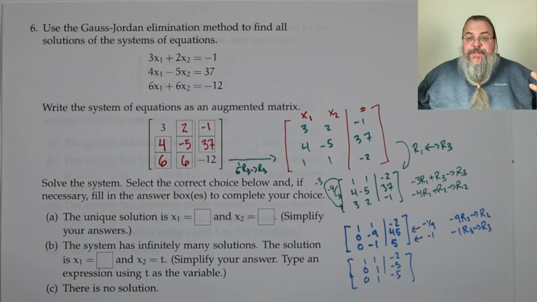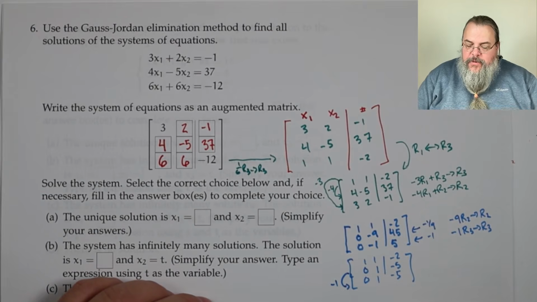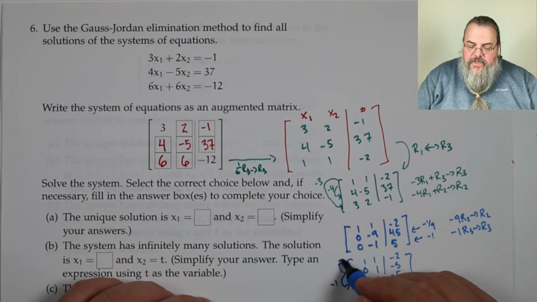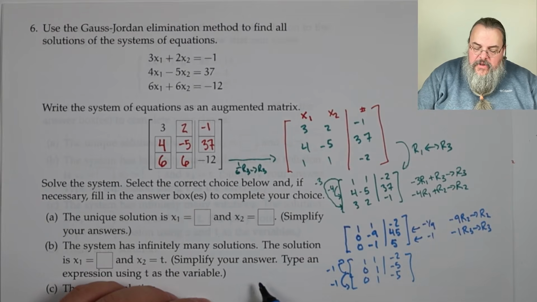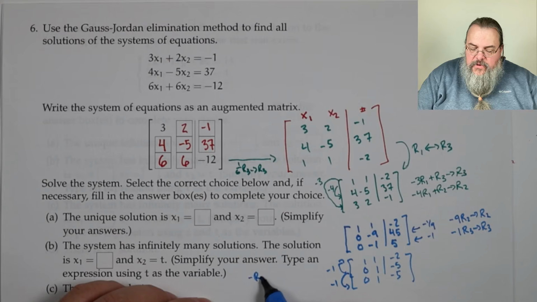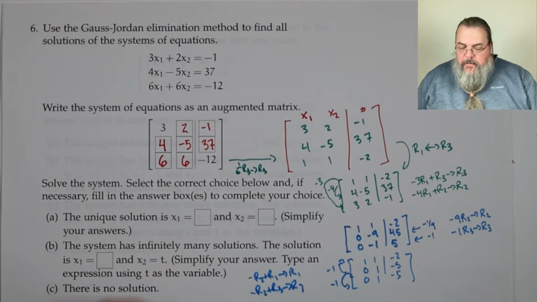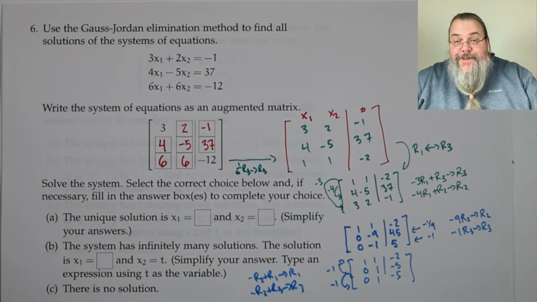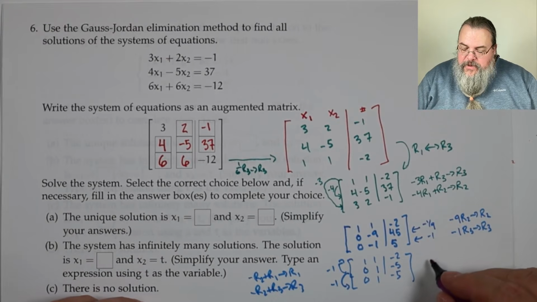In fact, what's going to happen? Well, we're going to do minus 1 times the second row, add it down. And then we'll do minus 1 times the second row and add it up. And if we do that, so minus row 2 plus row 1 becomes row 1, minus row 2 plus row 3 becomes row 3. That's the operation. We're going to get the following. And we'll have it in reduced form.